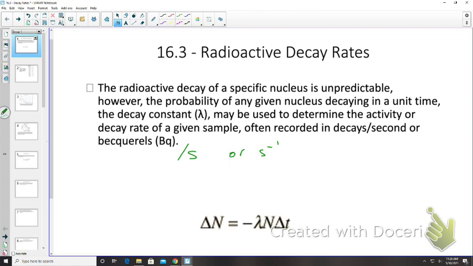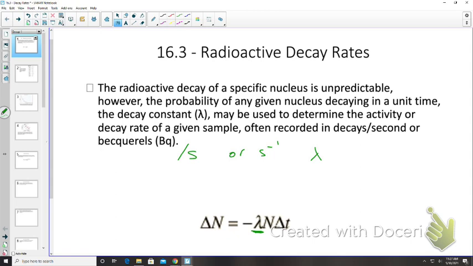So the decay constant, that's going to be lambda here, okay, not to be mistaken for the wavelength. So that is the decay constant for an element. Okay, and this tells us the probability a nucleus will decay in a given time. Okay, so just an example here. The decay constant is unique for each element.